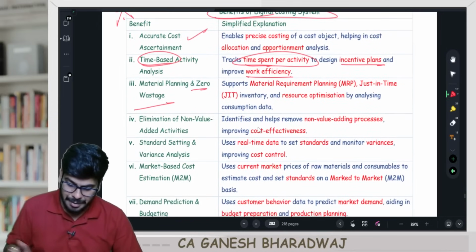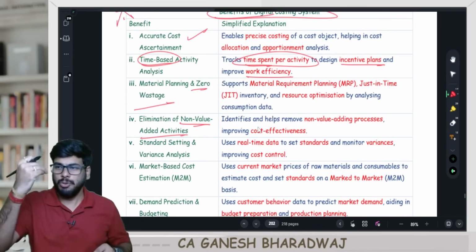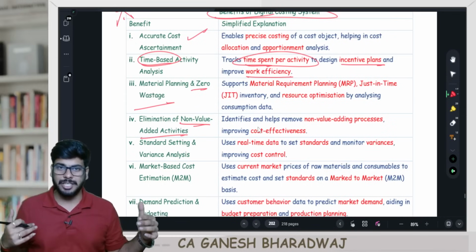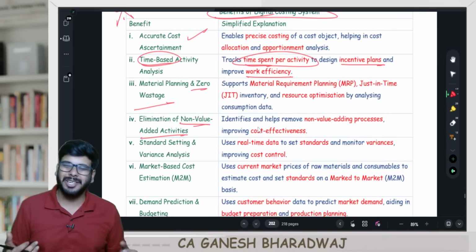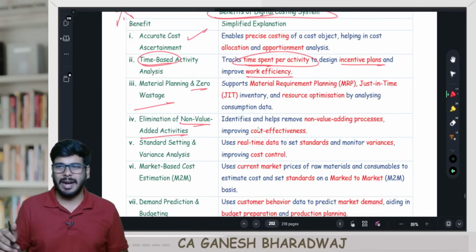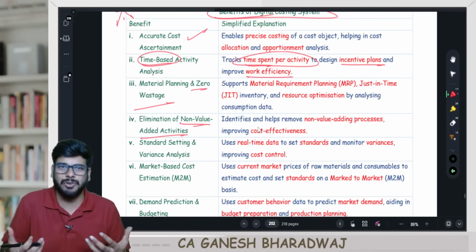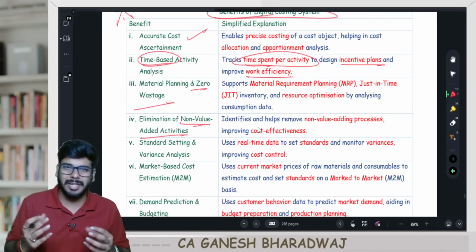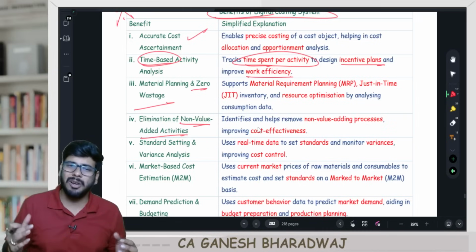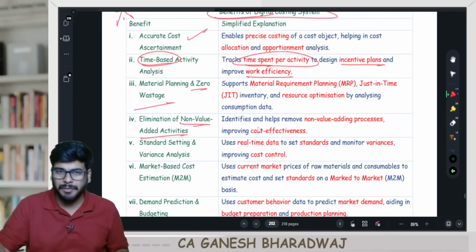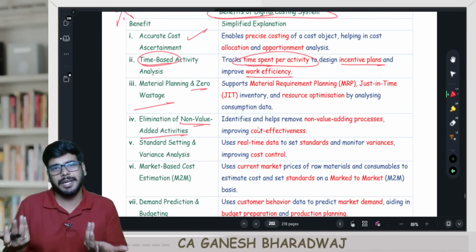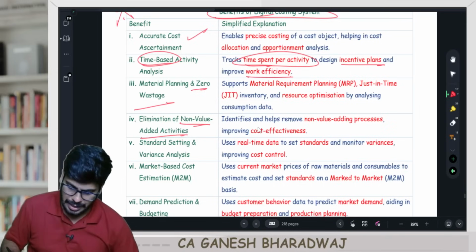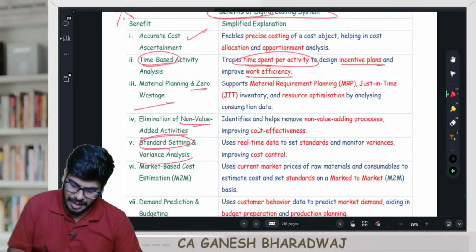That's about it. Elimination of non-value added activities. Obviously, when you're maintaining a costing system in a digitized format, you can know what are all the activities the company is actually having. Out of that, you can make sure if there is any non-value added activity, which means an activity which you are currently doing, but it does not add value to the product, you can remove it. Make sure that you only have core activities. If you remove non-value added activity, automatically the cost relating to that non-value added activity can be saved. Clear with this, guys?